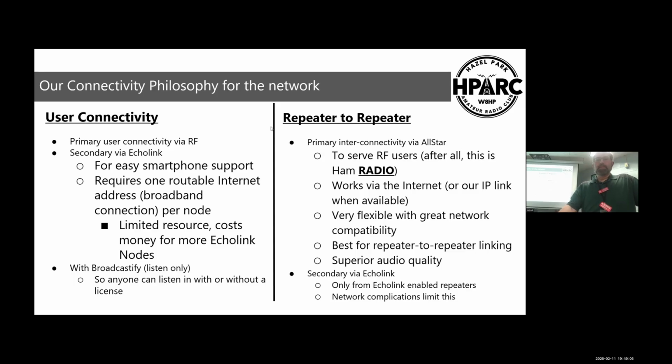Repeater to repeater is going to be All-Star to serve RF users, since it's ham radio. It works via the internet, or we could also use our own private IP link once that's available. And it is nice and flexible, right? We're not beholden to just having one or two different configurations. Everyone will be able to connect to whatever repeater they want, assuming that someone's not already using it.